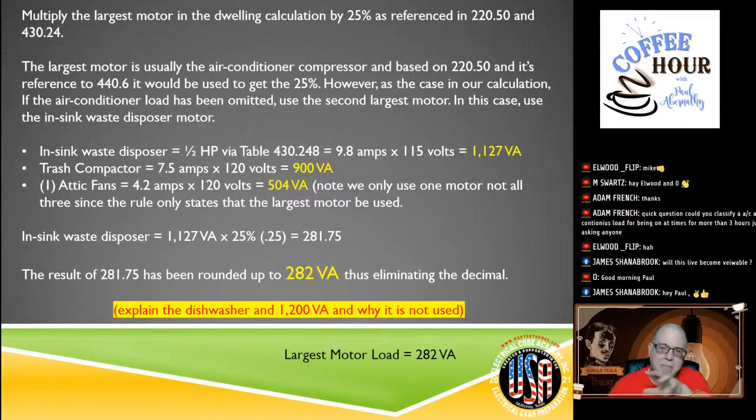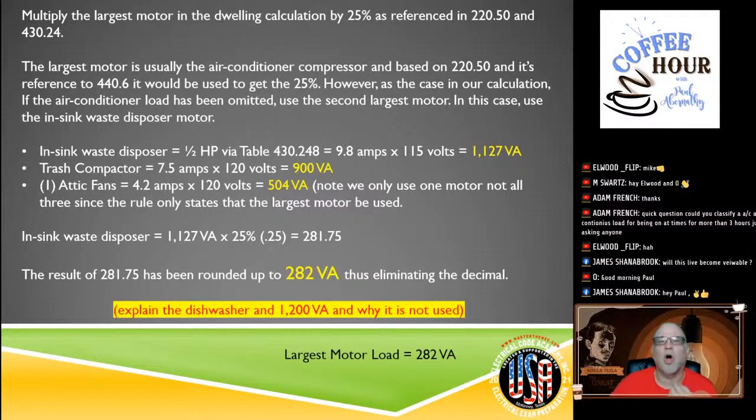Well, in the list of motors that we had, we had the in-sink waste disposal, the trash compactor, and the attic fan. In this case, we already determined that the disposer was 1,127 VA, the trash compactor was 900 VA, and the attic fans, which are motors, somebody already did the conversion for us in our question. And again, we don't take all three motors. For this application, we're just taking the largest motor, and one of them was only 4.8 amps, so that was only 504. So the largest motor that we have in our case is the waste disposal, and that was 1,127 VA.